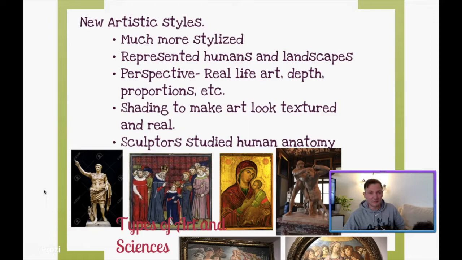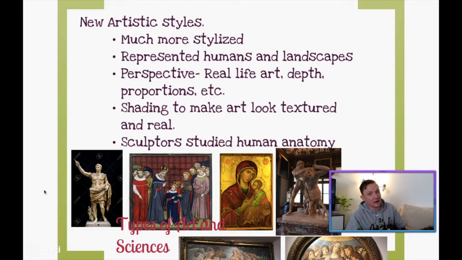Humanistic perspectives are all about these artistic styles, right? Also, these new artistic styles are going to represent humans and landscapes. They're going to actually give perspectives with real life art and depth and proportion. Shading is going to come into major play because it's going to make artwork look more textured and much more real. Sculptors are going to also use their chance to study human anatomy, and they're actually going to begin to process bodies, go through autopsies and stuff like that to understand how the human body is put together so they can paint it better.